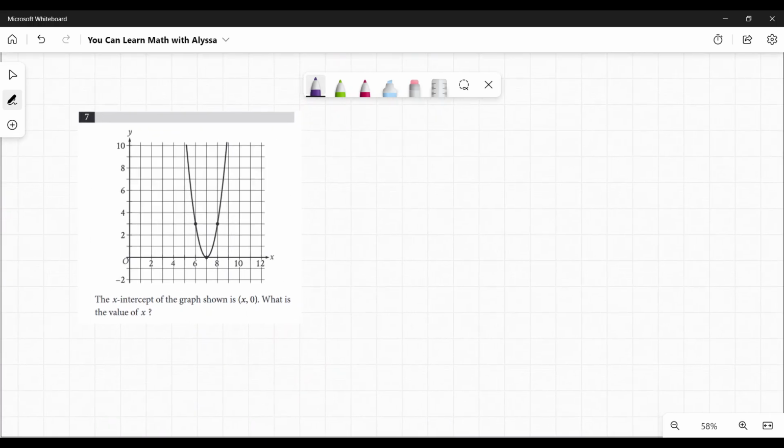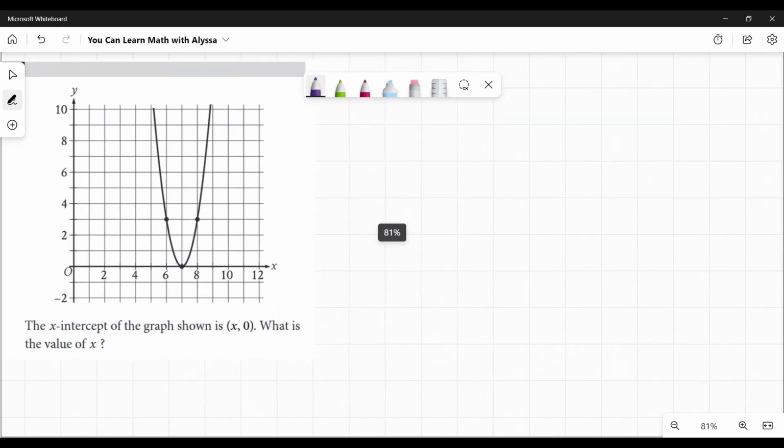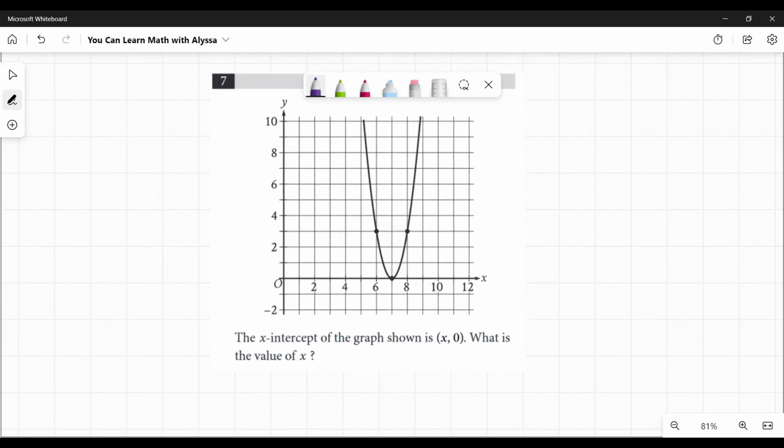Number 7. The x-intercept of the graph shown is x0. What is the value of x? So this is just testing if you know what the x-intercept is and if you can read a graph. Some of these, honestly, because they're more straightforward, are almost tricky in a way, because you're looking for the catch, and there isn't one.